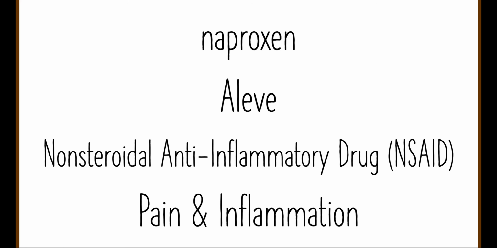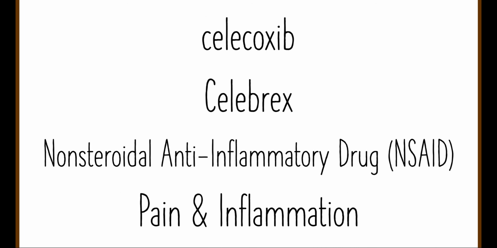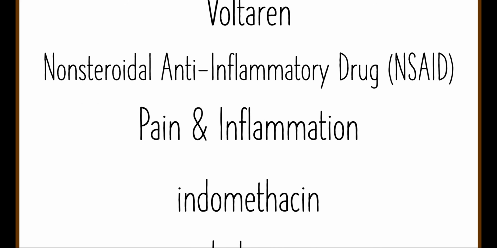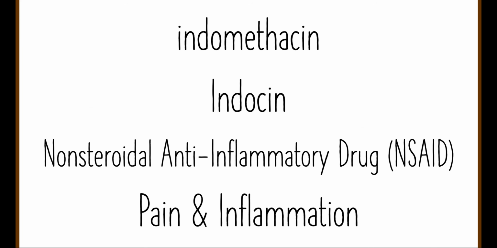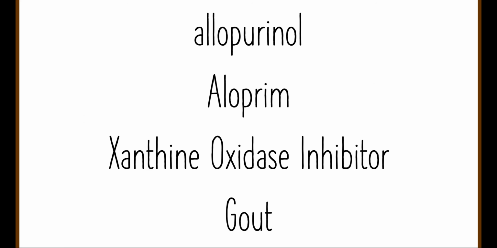Naproxen or Aleve is an NSAID for pain and inflammation. Meloxicam or Mobic is an NSAID for pain and inflammation. Celecoxib or Celebrex is an NSAID for pain and inflammation. Diclofenac or Voltaren is an NSAID for pain and inflammation. Indomethacin or Indocin is an NSAID for pain and inflammation. Allopurinol or Alloprim is a xanthine oxidase inhibitor for gout.